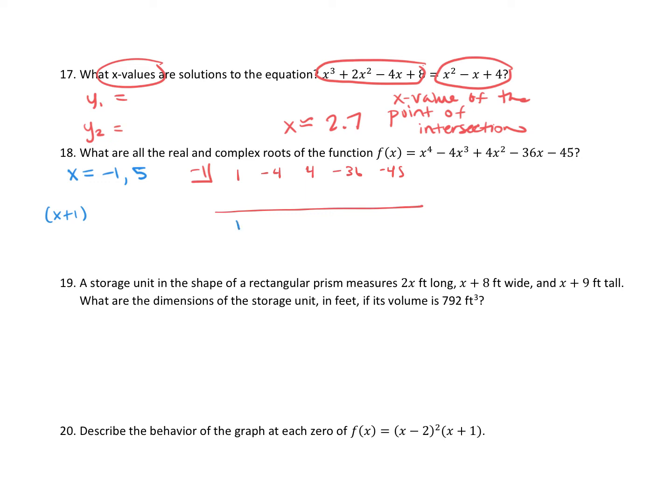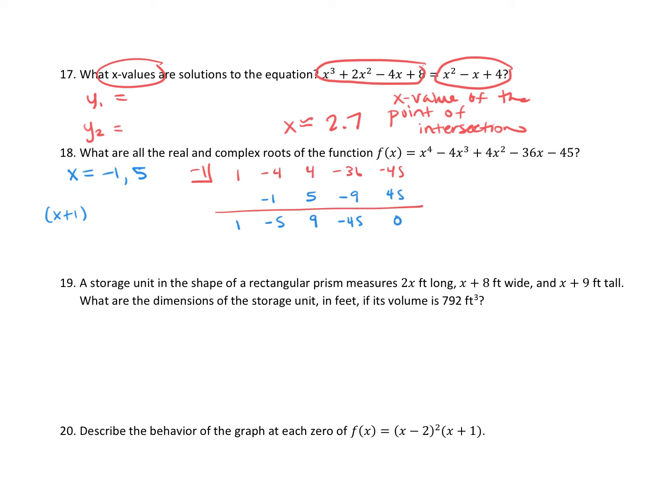Carry your first term down. Now multiply to the corner, you get a -1. Add down, you get -5. Multiply to the corner, you get 5. Add down, you get 9. Multiply the corner, you get -9. Add down, you get -45. Multiply to the corner, you get +45. Add down, and you get 0.